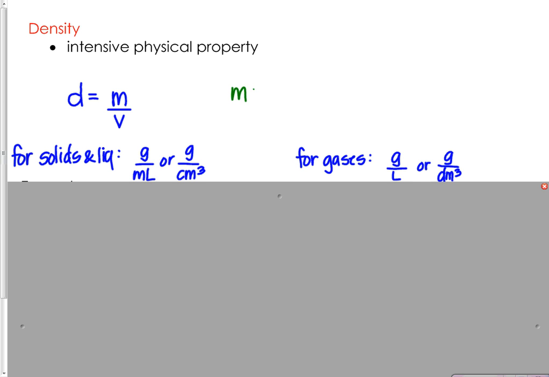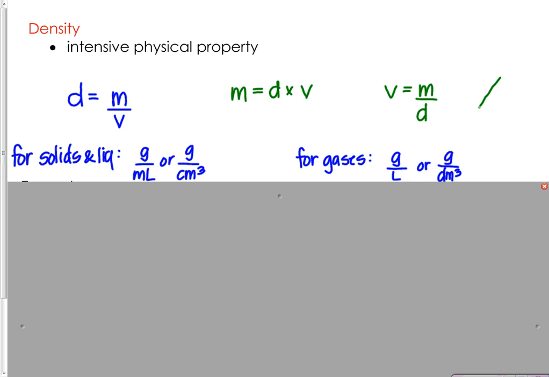Now, some students have trouble with remembering how to solve for each of the other variables. If you want to solve for mass, you would have to multiply by volume on each side. So mass is equal to density times volume. And if you wanted to solve for volume from there, it would be mass divided by density. So those are the three formulas you could use.